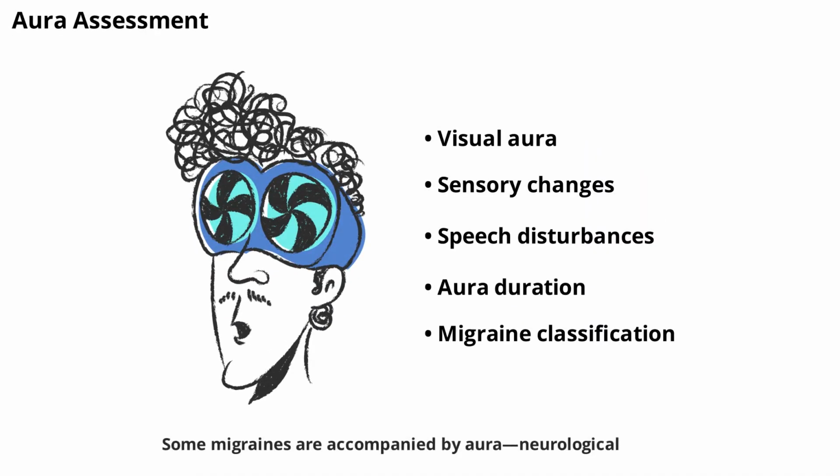Some migraines are accompanied by aura, neurological symptoms that usually precede the headache. These can include visual disturbances like flashing lights, zigzag lines, or temporary vision loss, as well as sensory changes or speech difficulties. Your doctor will ask if you experience any of these symptoms, as the presence or absence of aura helps classify the type of migraine and guides treatment decisions.